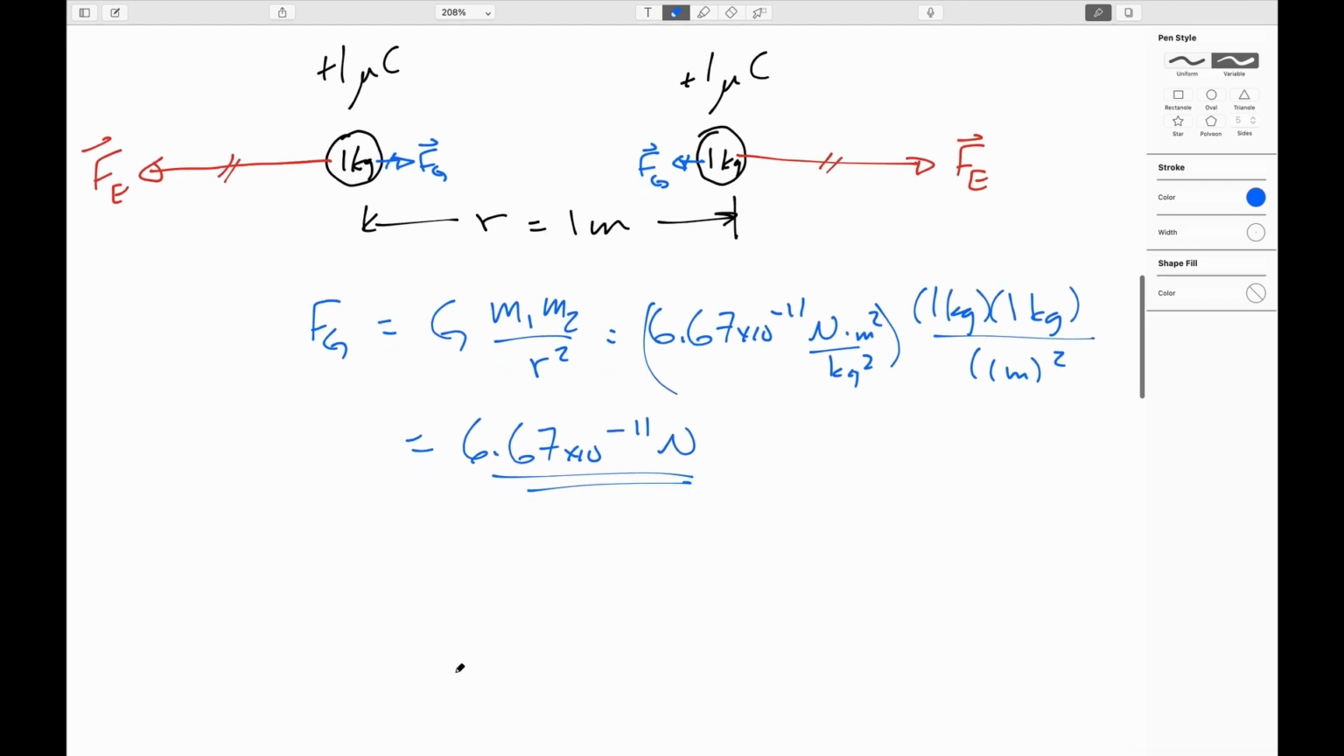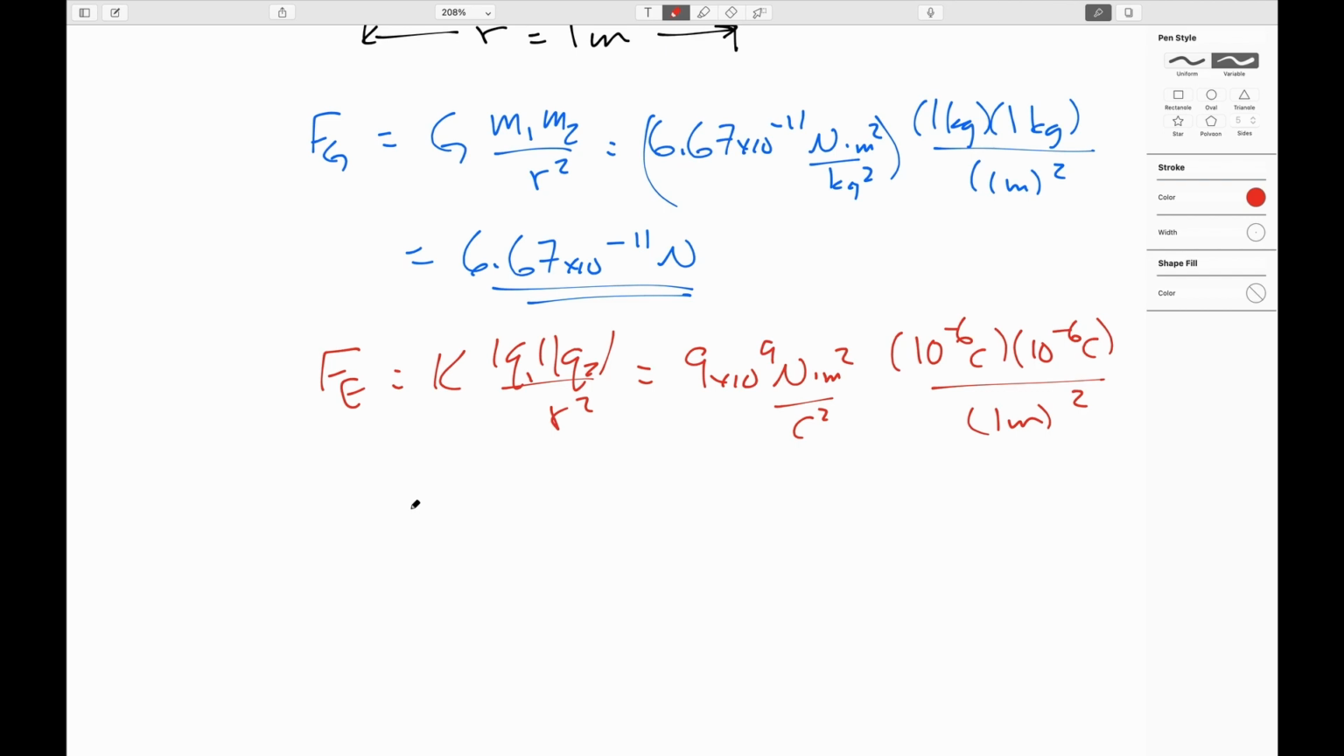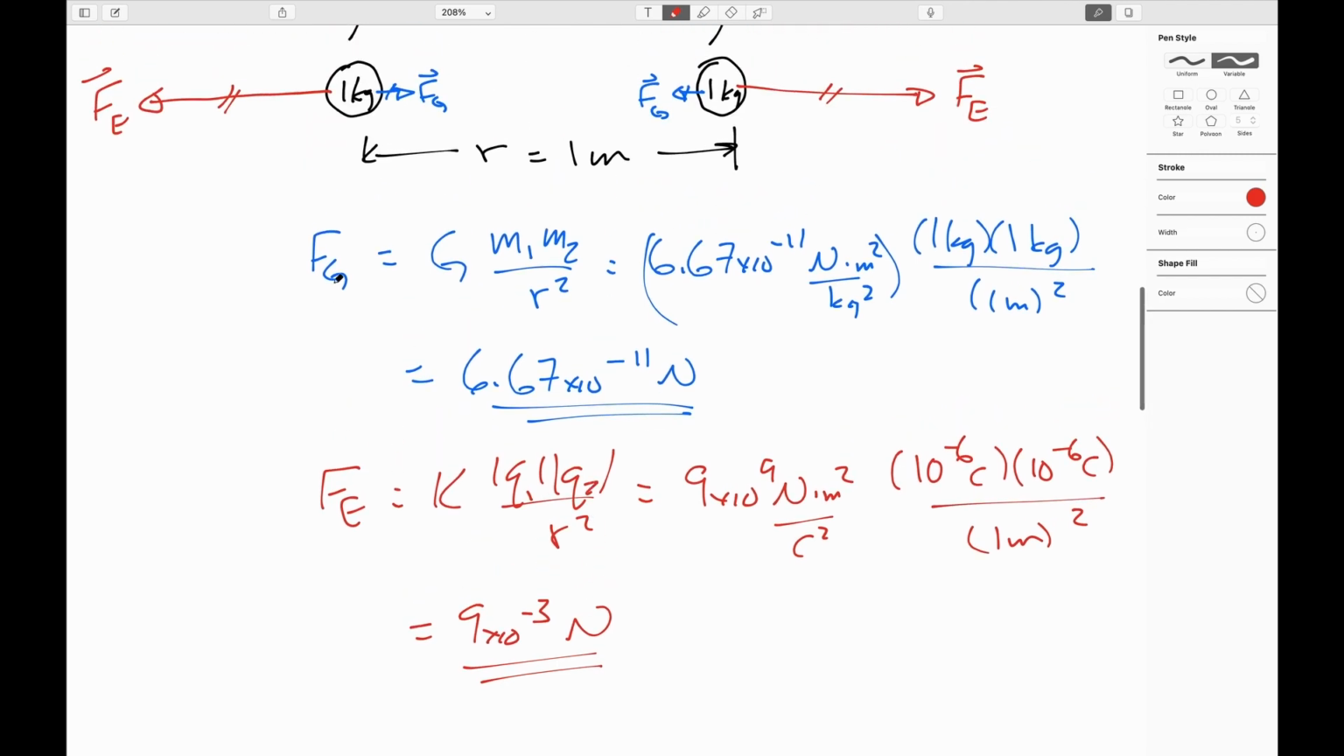Now let's do our microcoulombs of charge, which the microcoulomb is a decent sized charge, but still, this would be K Q1 Q2 over r squared. So this will be 9 times 10 to the 9 Newton meters squared per coulomb squared times 10 to the negative 6 coulombs times 10 to the negative 6 coulombs over 1 meter squared. And we get 9 times 10 to the negative 3 newtons. So what we get is that the electric force here is 100 million times stronger than the gravitational force.